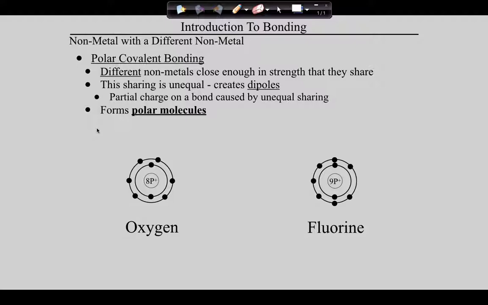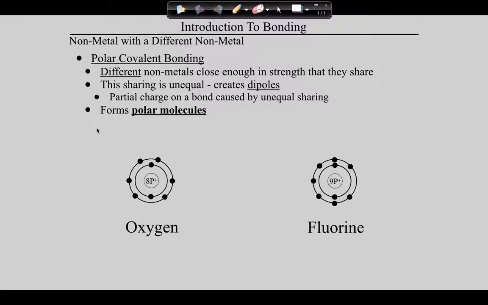Let me do the lights for just a second. Guys, which one is stronger, fluorine or oxygen? How do you know? Fluorine. To the right. Yeah, right? Because as we move to the right, they get stronger. So fluorine will be stronger than oxygen. But oxygen is still strong enough that fluorine can't steal from it. So now we're going to end up with lopsided sharing.